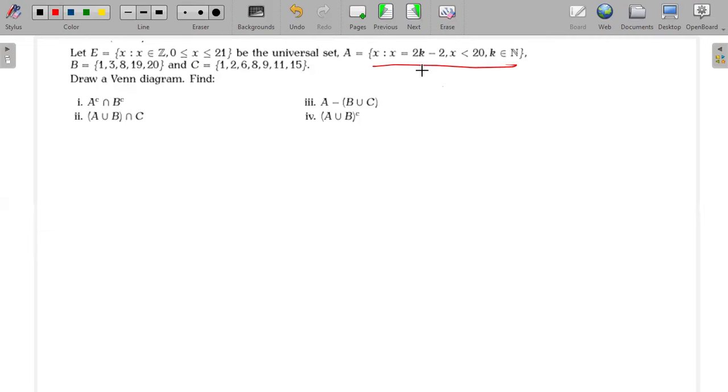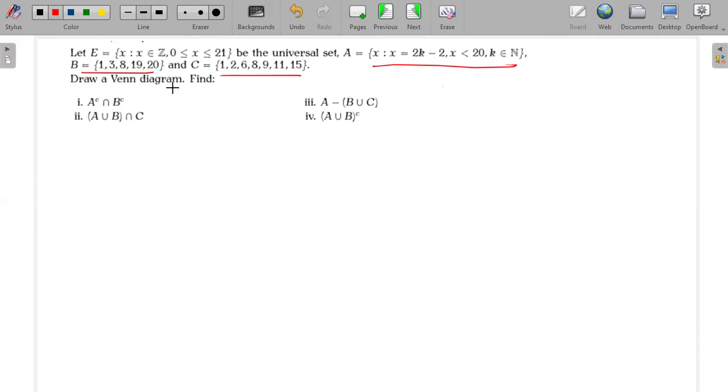That set defines X by a formula, and they're saying X is less than 20, and K is a member of the natural numbers. Then we have B given like that, and C also given that way. Here they're telling us to draw a Venn diagram.